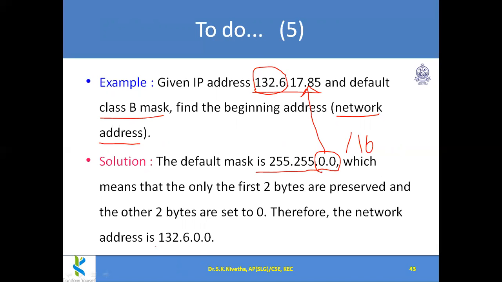So 132.6.0.0. That will be the beginning address, also known as the network address for this block. Okay, or for this IP address.